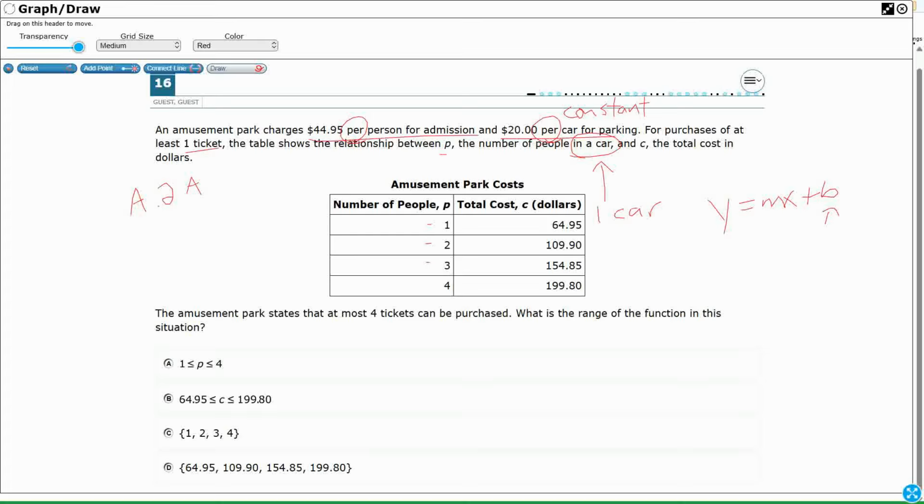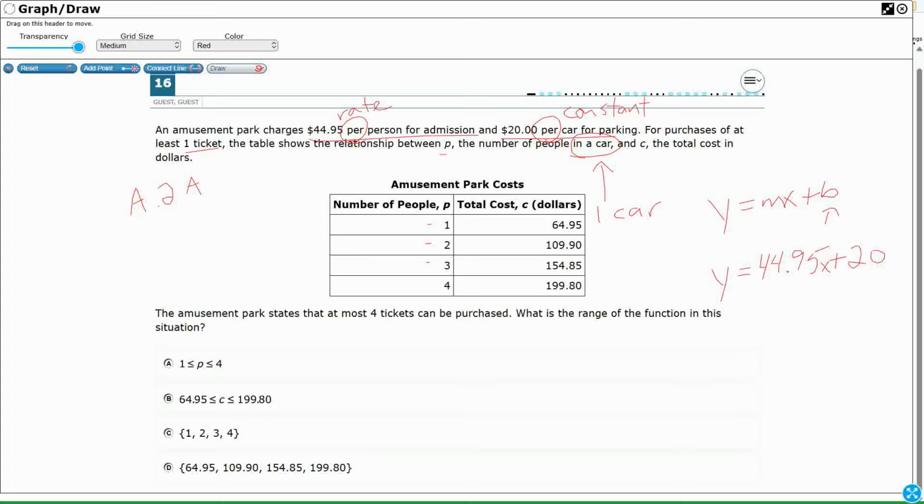And that means this is going to be our rate because we're talking about number of people. As the number of people change, the cost changes because we have a per person admission rate of 44.95, which means if we were to write an equation, it would look like this: 44.95 plus 20, as long as there's only one car. We would have to add another variable if there were multiple cars. But in this case, we've got just that one car. So then our x goes with our unit rate of 44.95.